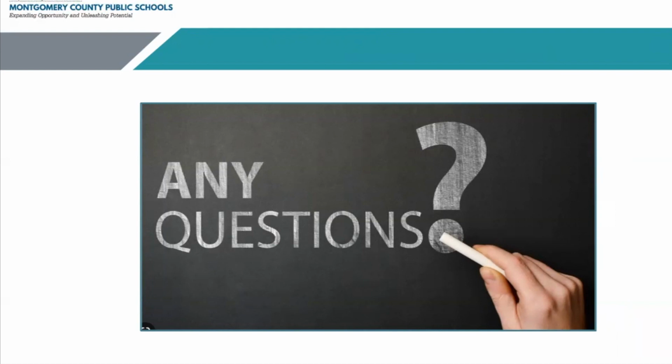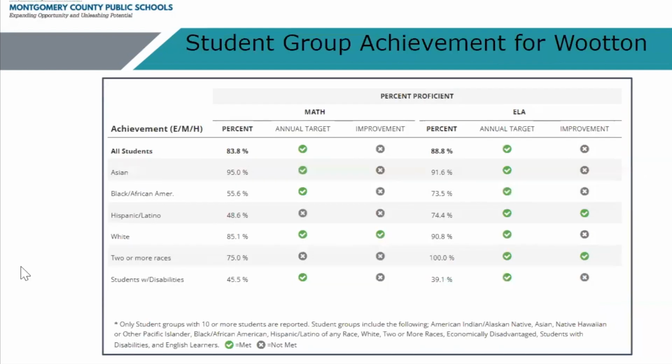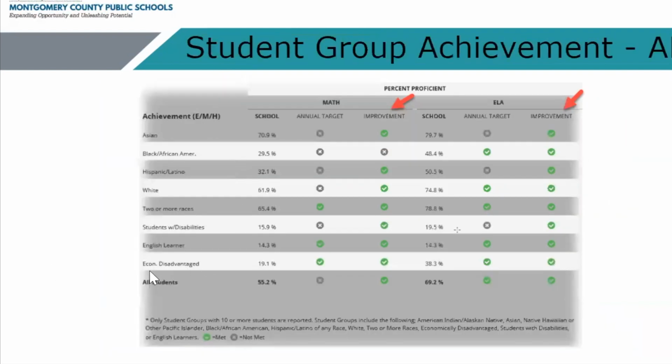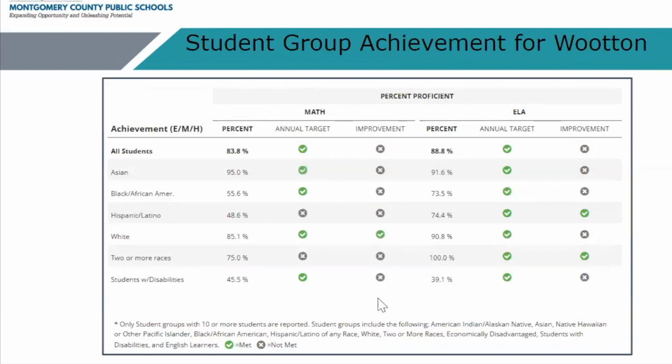Doug, I'll jump in with a question on that last slide. I can go back. Some of the categories, economically disadvantaged and English learner, are not in the Wootton numbers. Is there a reason why those are not counted?